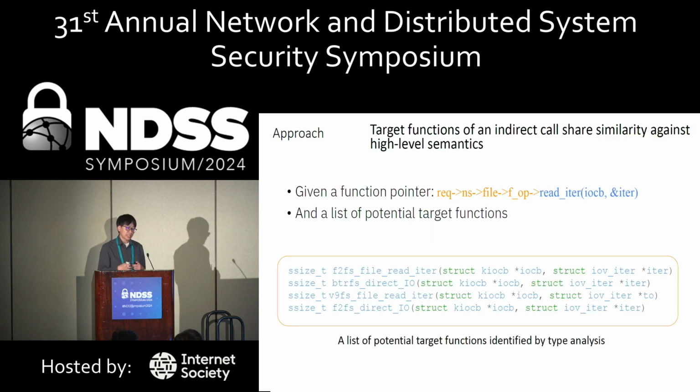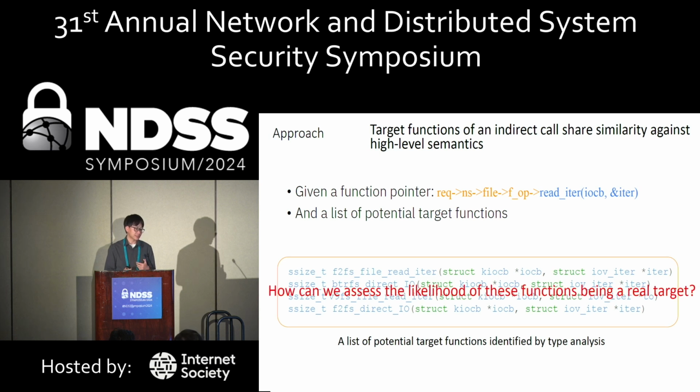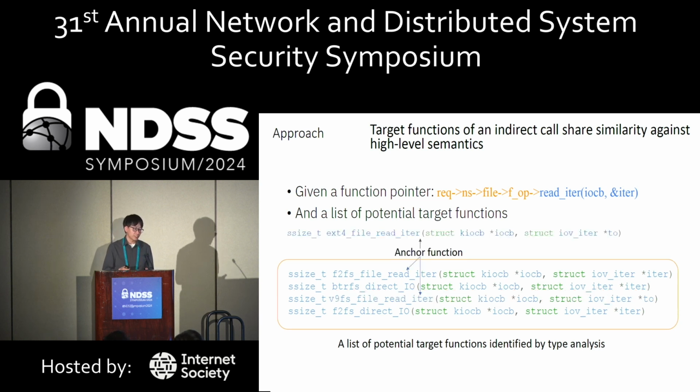Okay, so until now we can go back to our previous question. Given a function pointer, and if we can already use a type-based approach to identify a list of potential target functions, then the next step is how can we assess the likelihood of these functions being a real target or false target? To do this, we need an anchor function, which means that if we can get at least one real target function of this function pointer, then we can calculate the distance between this anchor function and this list of the potential target functions.